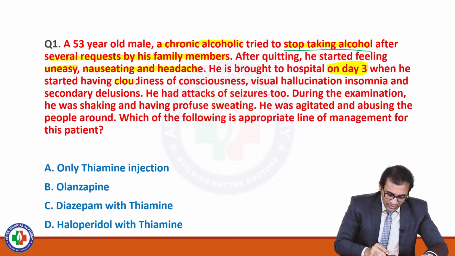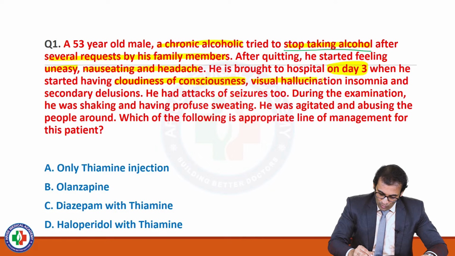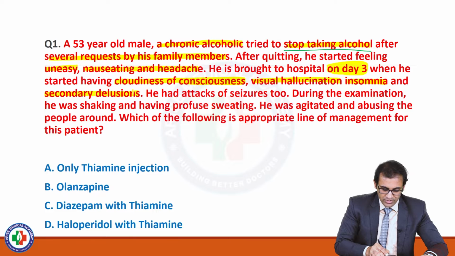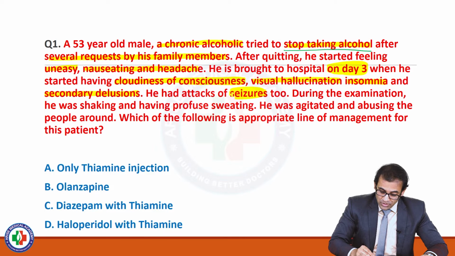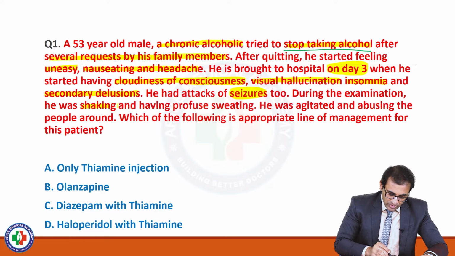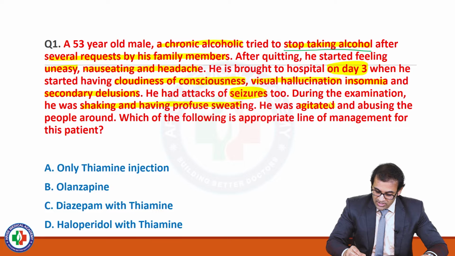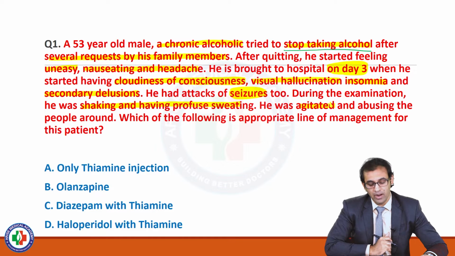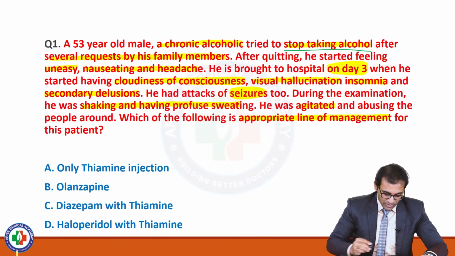He started having cloudiness of consciousness, basically altered sensorium, visual hallucination, insomnia and secondary delusion. Psychotic symptoms are also there. He had attacks of seizures also. During the examination, he was shaking and having profuse sweating. He was agitated and abusing the people around. Which of the following is the appropriate line of management for this patient?